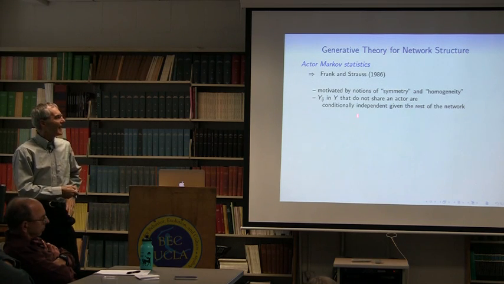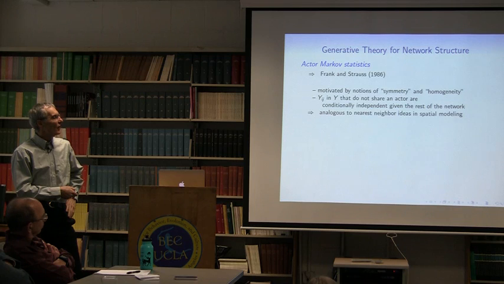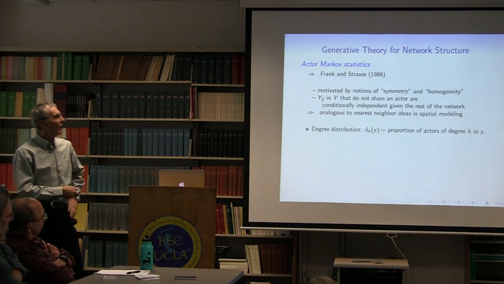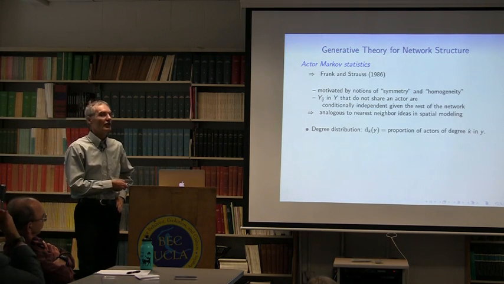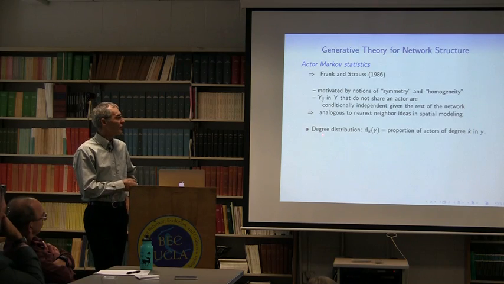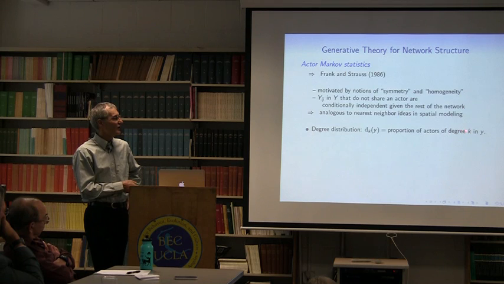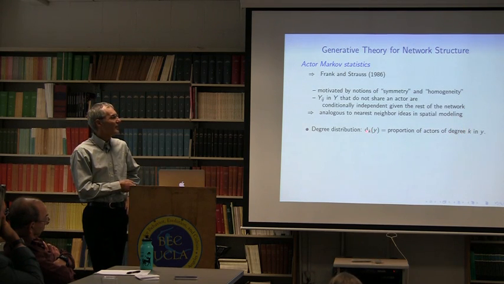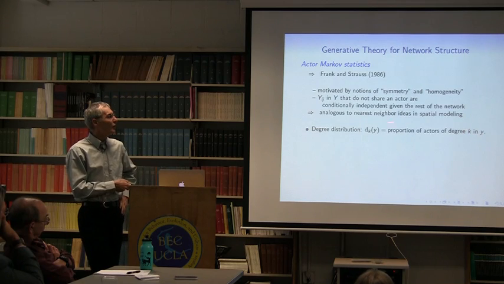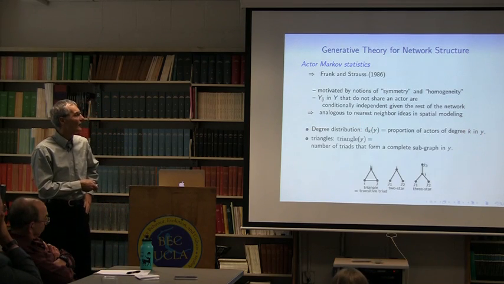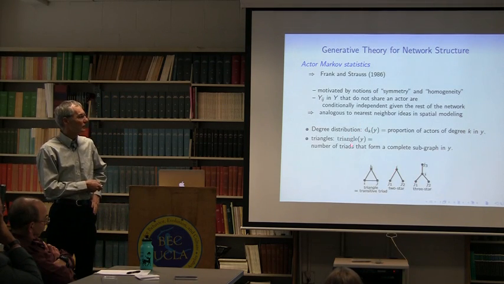Then they did an analysis of this, and they showed that you could reduce these models down to models just in terms of the so-called degree distribution, which is counts of the proportion of actors of each degree, and by degree I just mean number of ties. So it's basically a model for the overall propensities to form ties and the number of triangles involved.